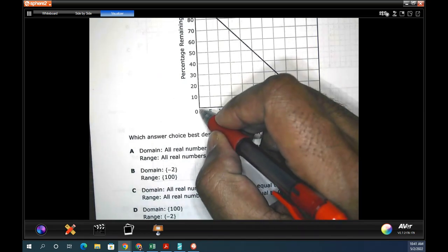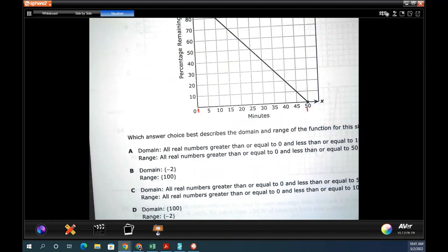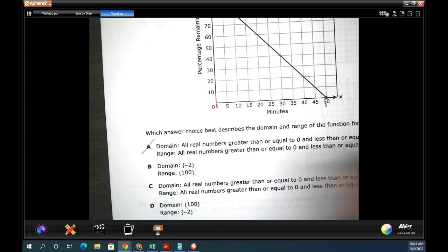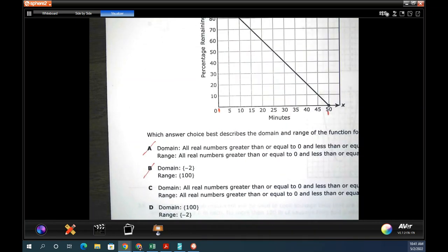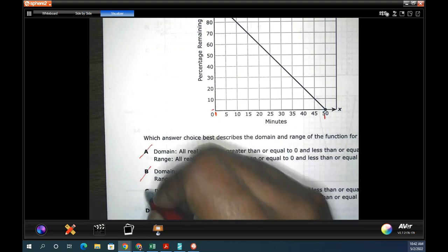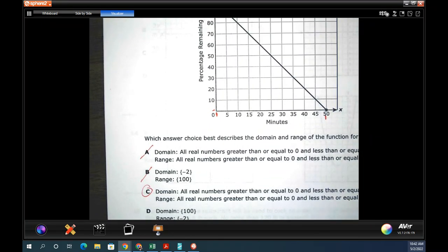Here's the domain. The domain is between what and what? Yeah, you're just looking at the x-axis. So it's A, right? What about B? The domain is -2. No. C, the domain is all real numbers greater than or equal to 0, less than or equal to 50. Okay, let's read the next part. The range, all real numbers greater than or equal to 0, less than or equal to 100. That's it. This test is not that complicated, is it?